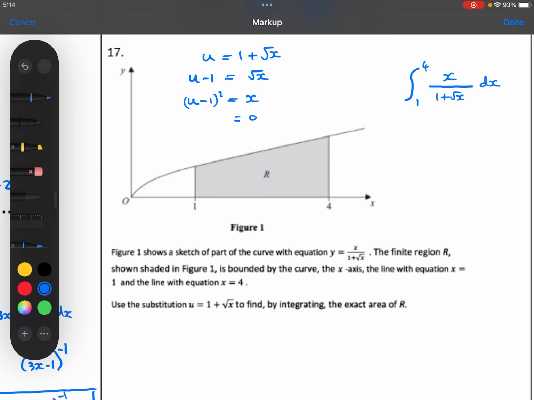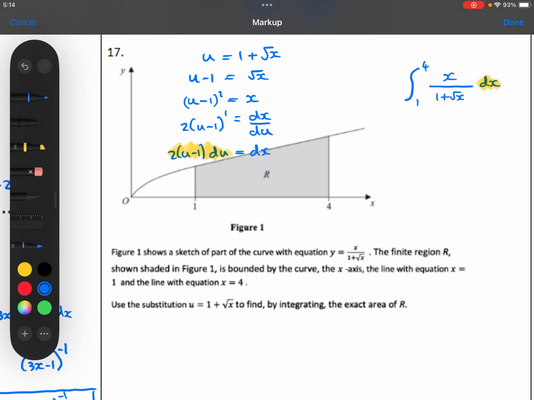I've rearranged to make x the subject, so now I can differentiate that with respect to u. Times by the 2. Take 1 away from the power. So I can now say that dx is equal to 2(u minus 1) du. And I can plug that instead of the dx here.